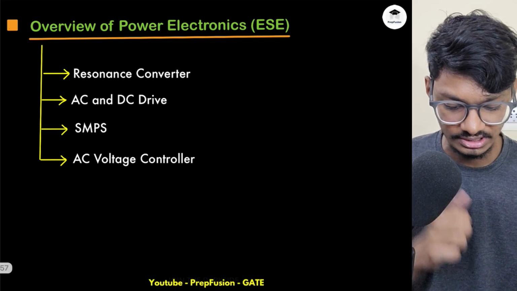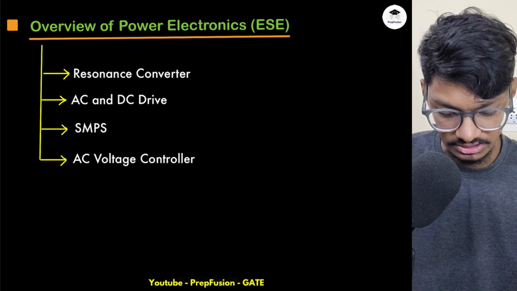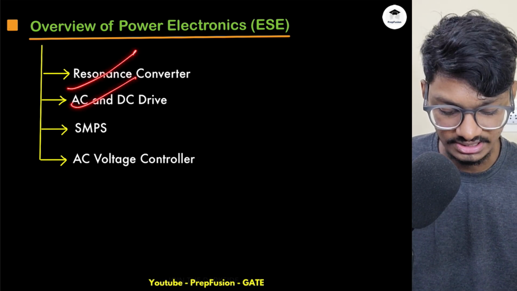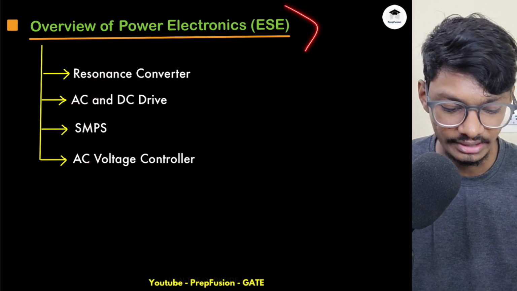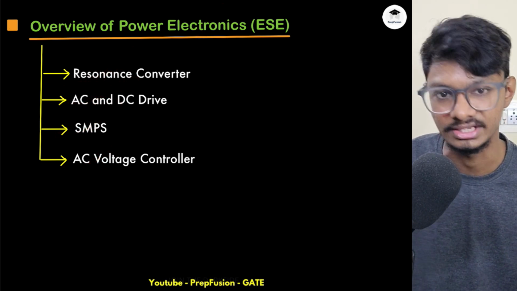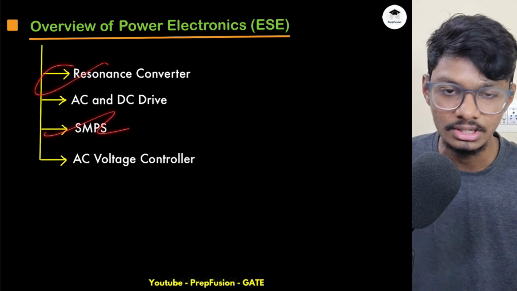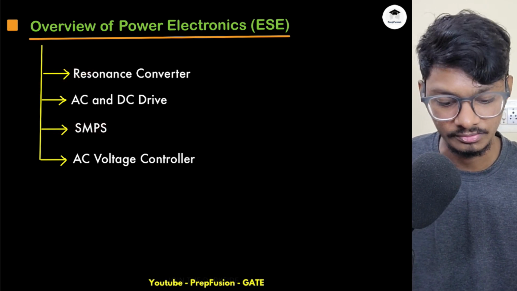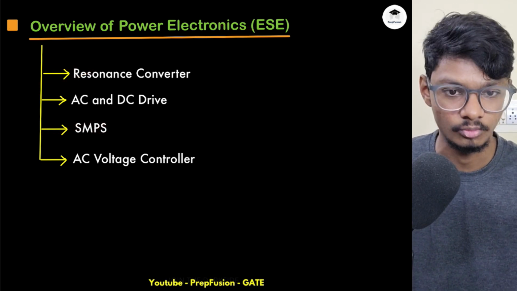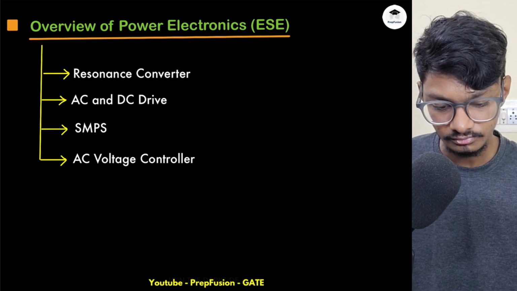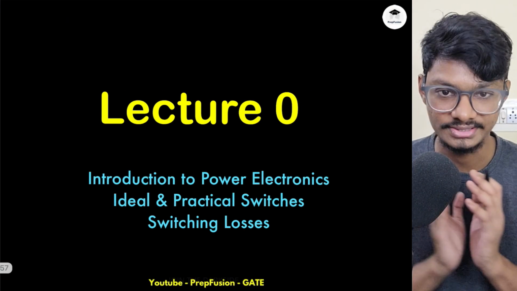Now there are a few extra topics, that is basically resonance converter, AC DC drives, SMPS, and AC voltage controller. These are mainly asked in ESC. Sometimes they get asked in GATE as well, but these are mainly in ESC. We'll see how much we cover each of these topics, because these are not that important from the GATE point of view. Okay, so now let's start our lecture 0.